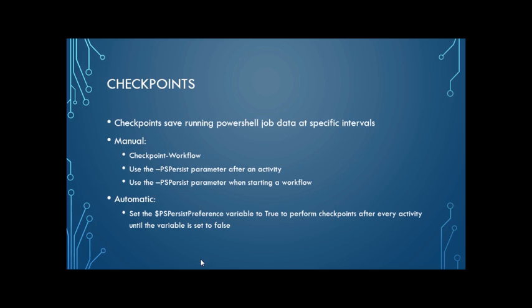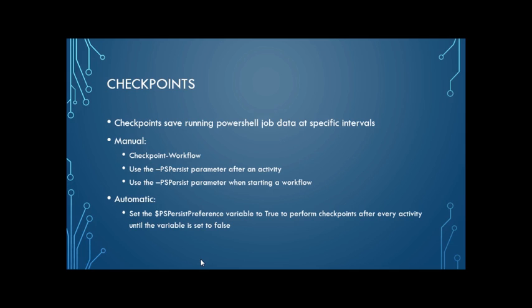Okay? First one is checkpoint workflow. You just put that anywhere in your workflow, and it doesn't tell you anything. It just checkpoints the workflow, writes that information out to a file. So that's a manual way. Inside of a workflow, on any valid activity, you can put -PSPersist at the end. It's a parameter, right? And that will checkpoint after that activity, okay? Or if you put PSPersist on the workflow itself when you start it, it'll checkpoint after everything in that workflow, which is kind of nice, right? You don't have to do anything at that point.